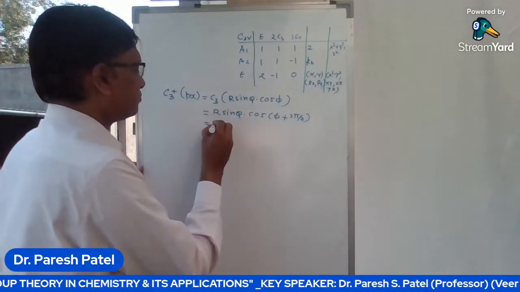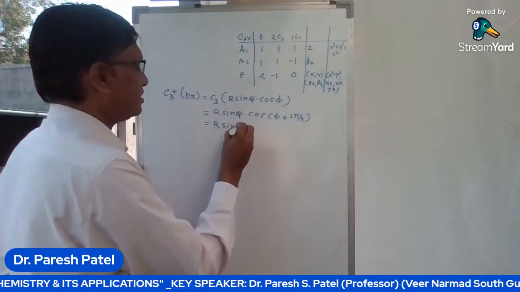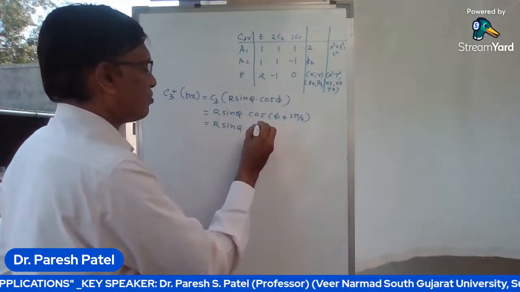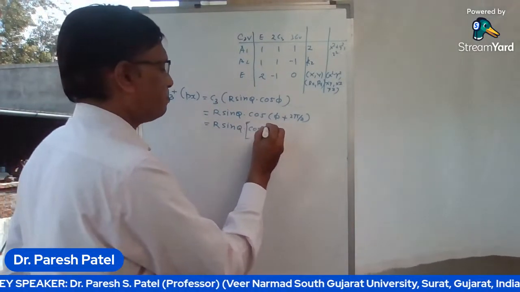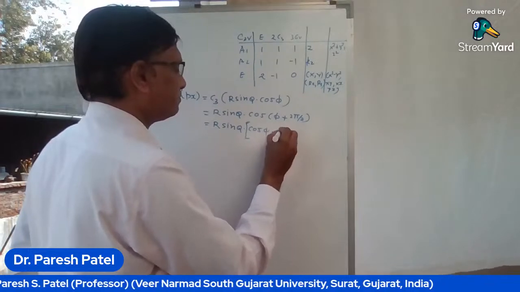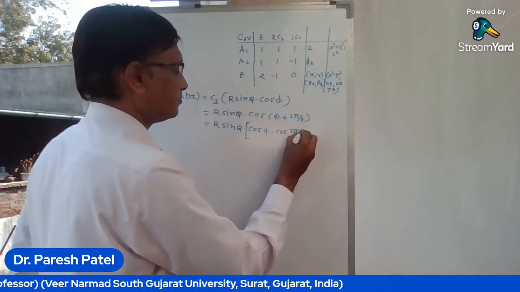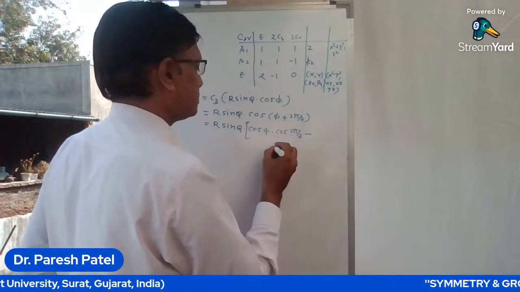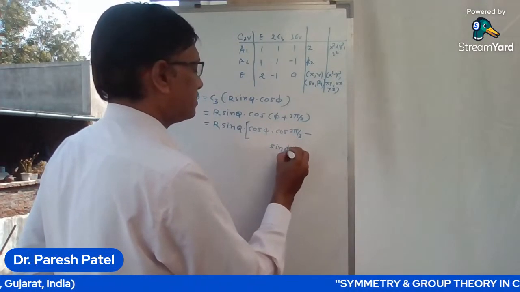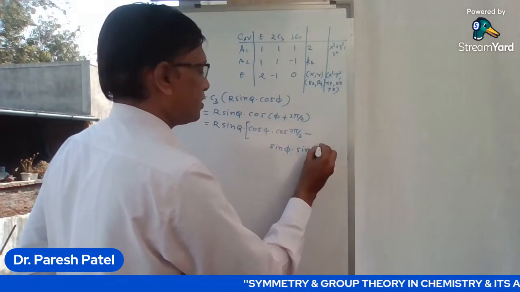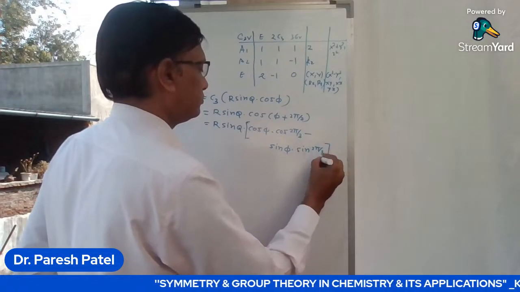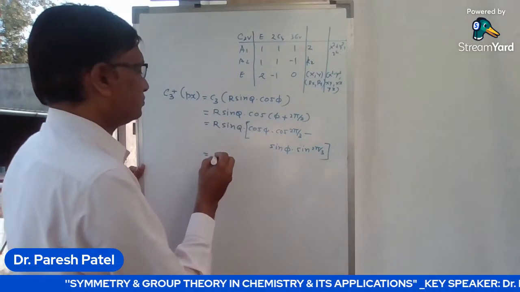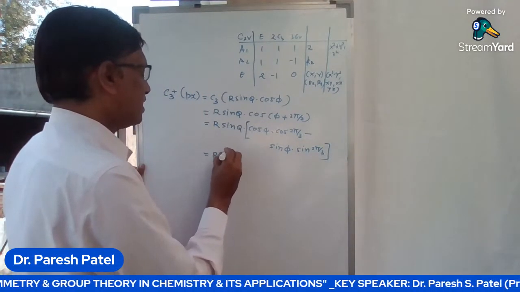This is equal to r sine theta, cos phi cos 2 pi by 3 minus sine phi sine 2 pi by 3, which is equal to r sine theta.